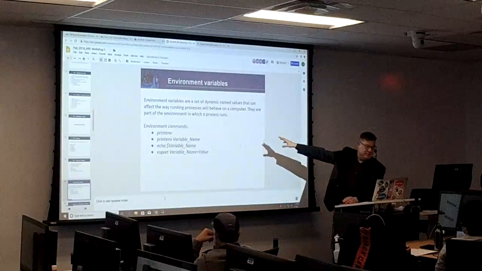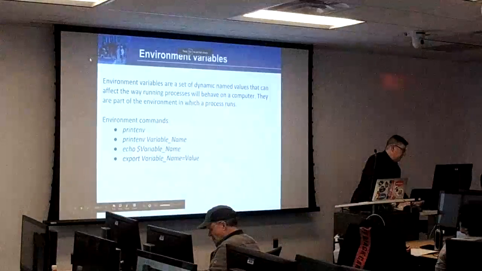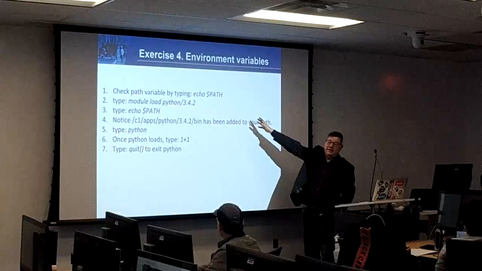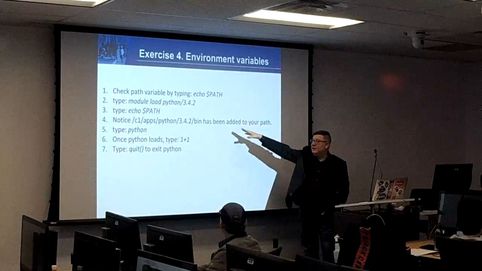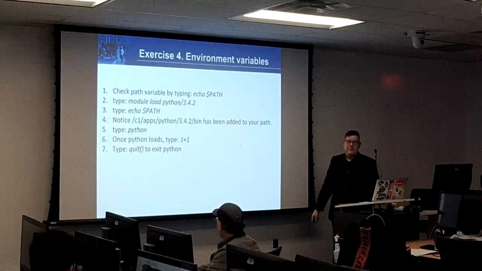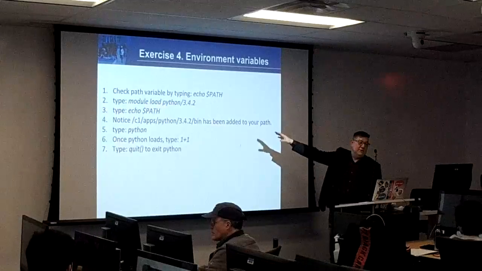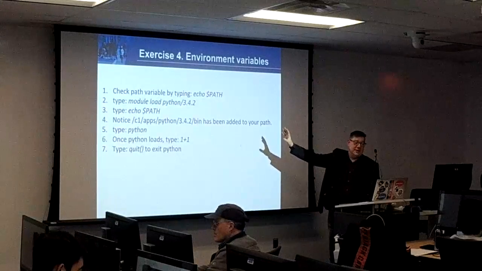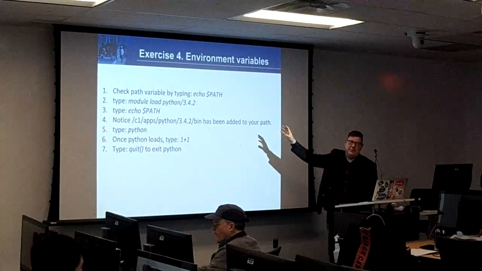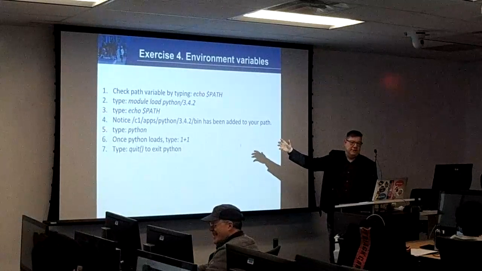But for the environment variable exercise, do split screens. We've already done echo path, but you can go ahead and do it again if you'd like. And then I'd like everybody to type module load python/3.4.2. The only reason we're doing this exercise is to show you what a module actually does. In this case, all the module is doing is adding a path to the beginning of your path variable. So you load Python 3.4.2 instead of Python 2.6.6.